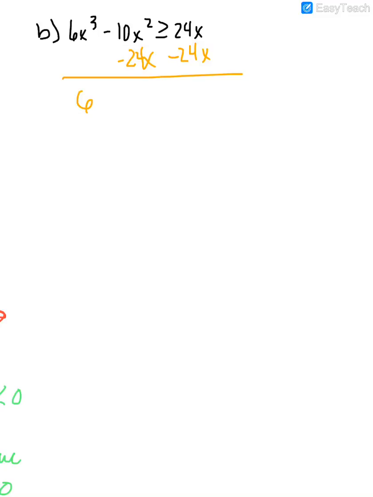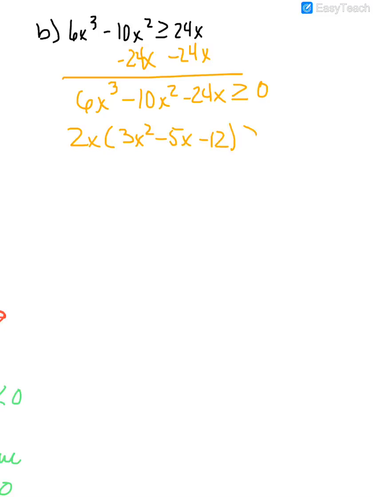So it gives me 6x^3 minus 10x^2 minus 24x greater than or equal to 0. I want to factor. It looks like I have an x and a 2 in common, so I'm going to take that out to make the factoring later easier. That gets me 2x(3x^2 minus 5x minus 12) greater than or equal to 0, okay?